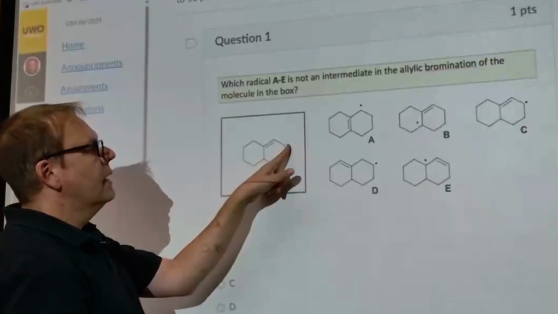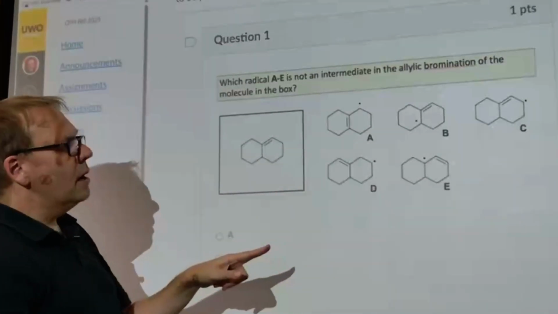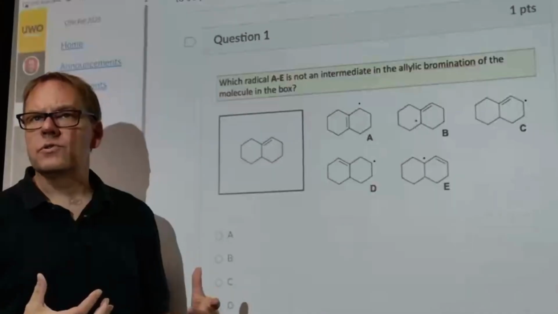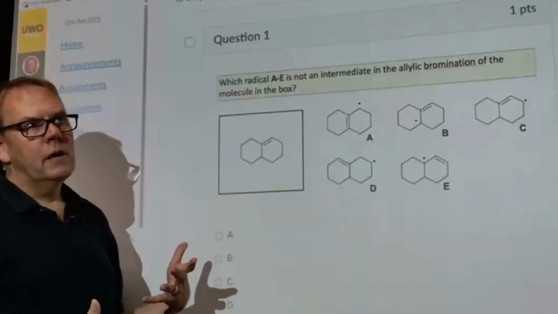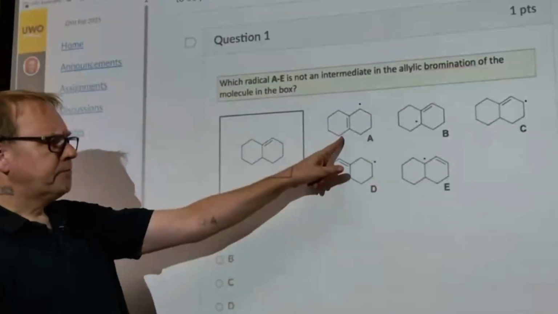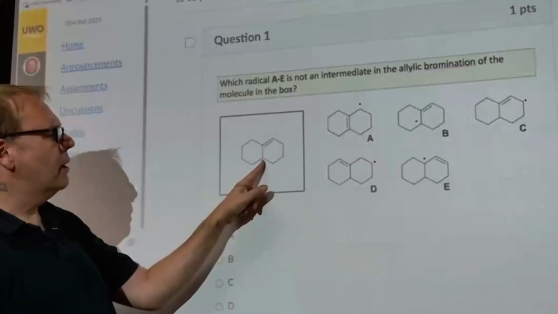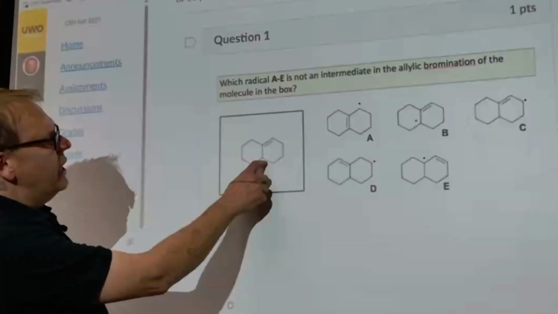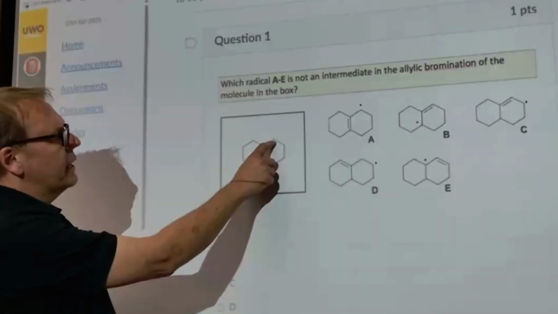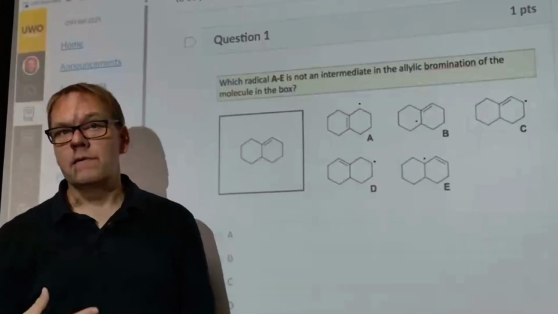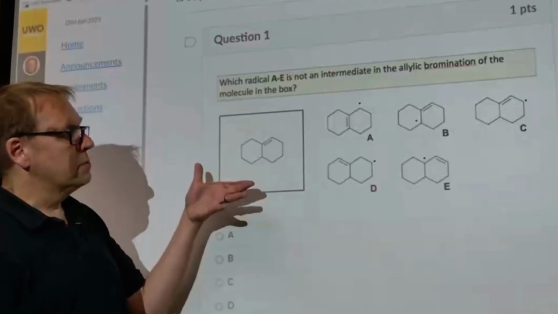And then there's a couple that you have to be aware come from resonance structures of allylic radicals that you might produce. So in other words, A, it doesn't look a lot like this structure in the box here, but when you pluck an H dot off of that position, then you get, by resonance, a double bond here and a radical up there. So that's A. So A is a legitimate intermediate in the allylic bromination of this molecule.